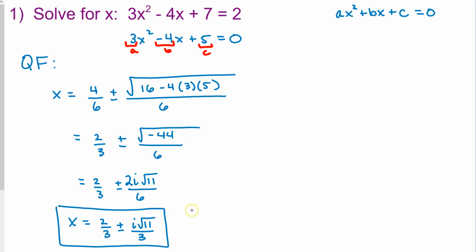And chances are, if you look up your answer in the back of the book, it'll say 2 plus or minus i square root 11 over 3 all together. So writing your answer either way is fine.